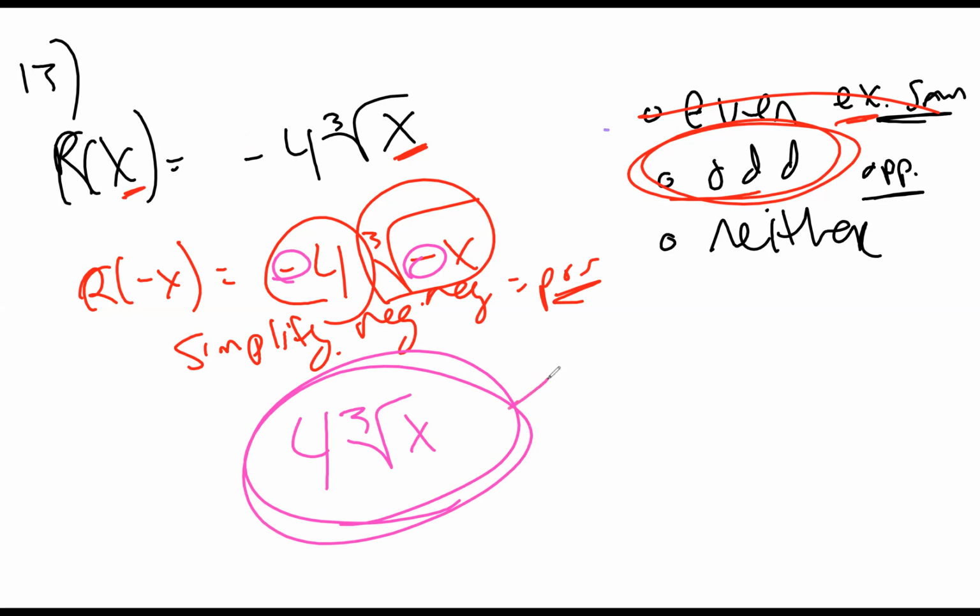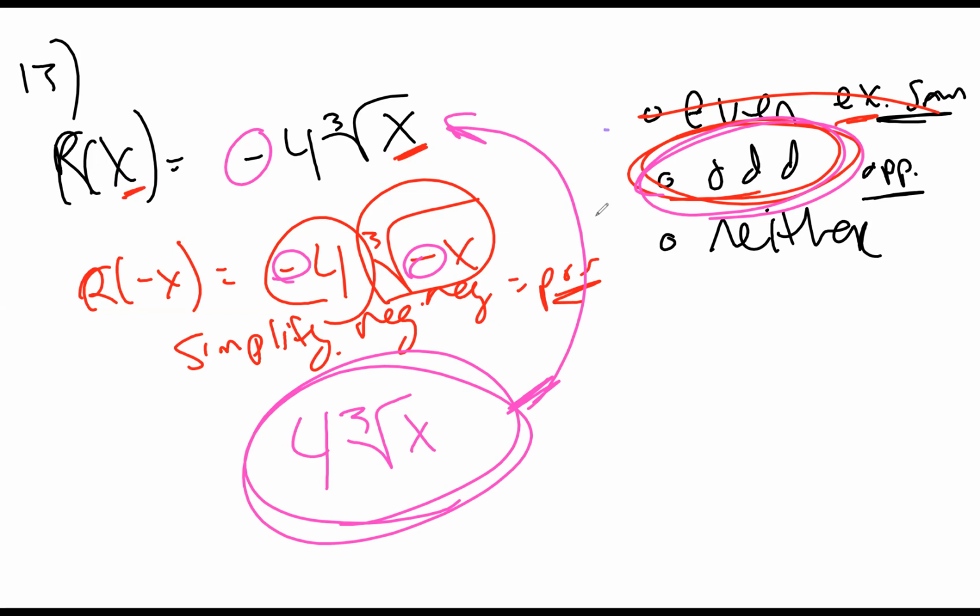And you look at where you ended up and you look at what you started with and you ask yourself, are they exactly the same? No. And then you say, oh, are they opposite of each other? Well, this one's a -4 and this is a +4. So yeah, they're opposites. And then you get to say, oh, opposite means odd, and now I'm done.